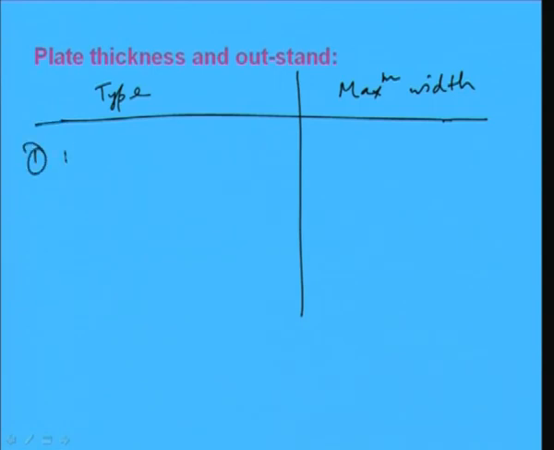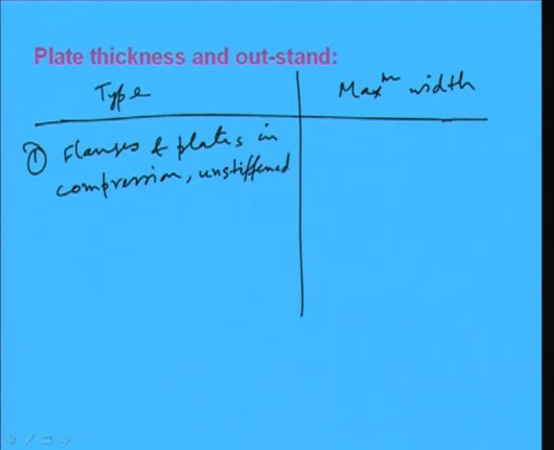Say, if the flanges and plates in compression are unstiffened, then the maximum width will be 256 T by root over Fy, subject to a maximum of 16 T, where T is equal to the thickness of a single plate or the total thickness of all plates. So this is one case.